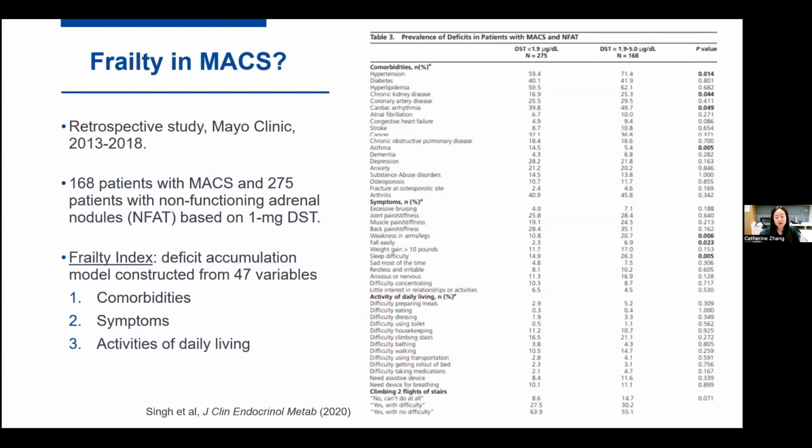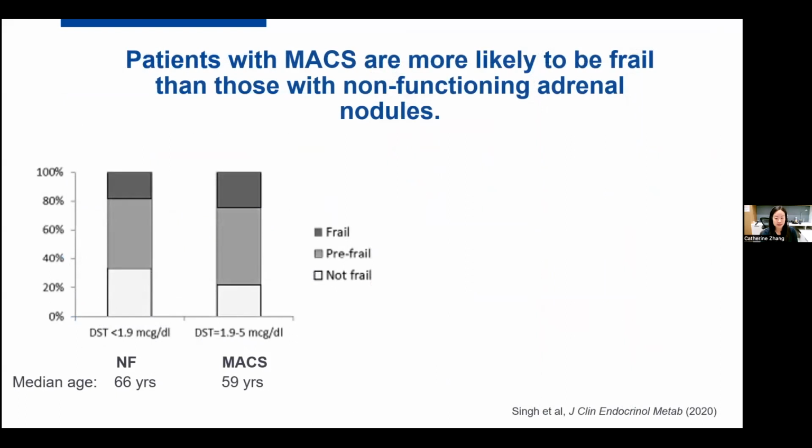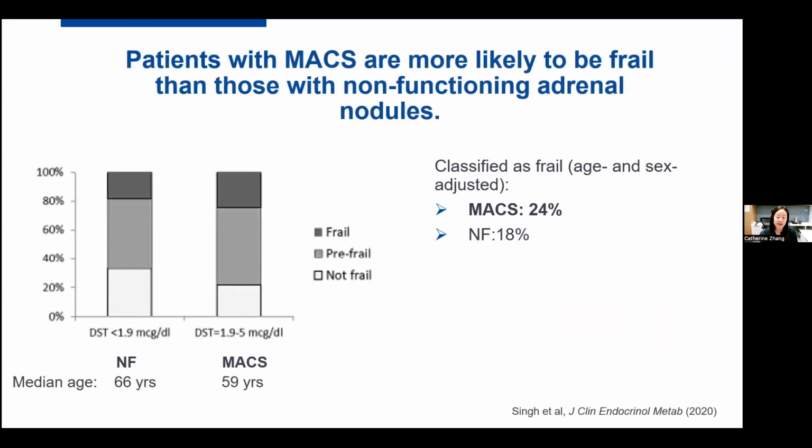Frailty and falls are also important risk factors for fractures. Patients with MACS can accumulate multiple cortisol-mediated comorbidities that may make them more frail. This was a retrospective study done at Mayo Clinic, specifically trying to assess frailty in patients with MACS compared to patients with non-functioning adrenal nodules. A frailty index was constructed from 47 different variables, based on the deficit accumulation approach. These variables included self-reported comorbidities, symptoms, and activities of daily living. Using the frailty index, patients with MACS were more likely to be classified as frail compared to patients with non-functioning adrenal nodules.